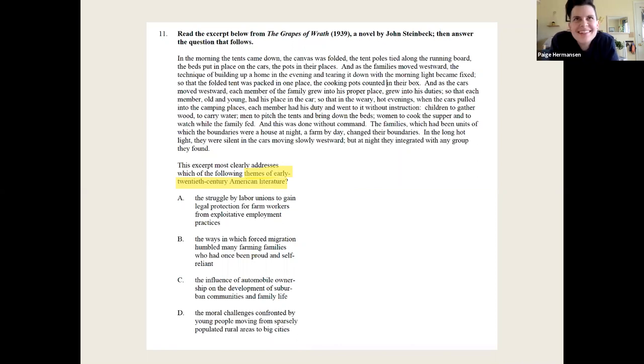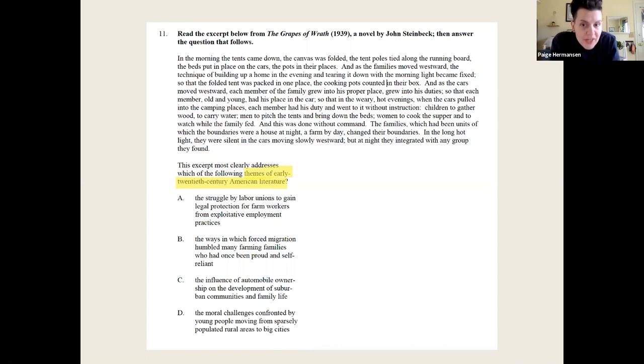And in fact, people who say that you should try to answer the question after just skimming the passage might have a point here, but I in general don't want to advocate for that technique. But let's take a look here. This excerpt most clearly addresses which of the following themes of early 20th century American literature. A, the struggle by labor unions to gain legal protection for farm workers from exploitative employment practices.